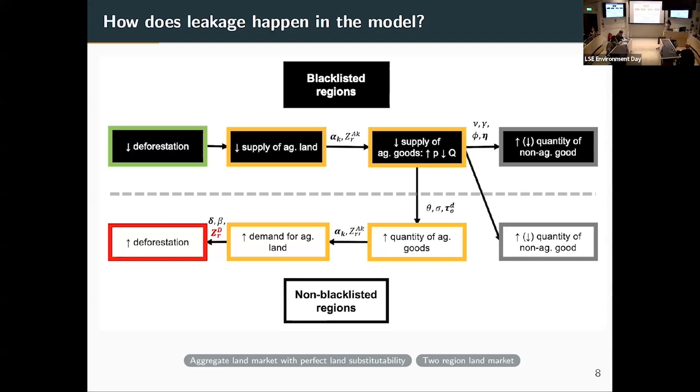And then that reduced supply of agricultural goods is going to be substituted away between non-agricultural goods, the gray, and also agricultural goods from other places. This is going to depend on various preference parameters and the substitution and trade costs between the different regions. That in turn will lead to more demand for agricultural land in these other places, which will lead to more deforestation. Don't pay too much attention to all the parameters there. Basically, this depends on preferences, and these variables depend on the production functions. And the last one depends specifically on the elasticity of deforestation and the production function of deforestation.